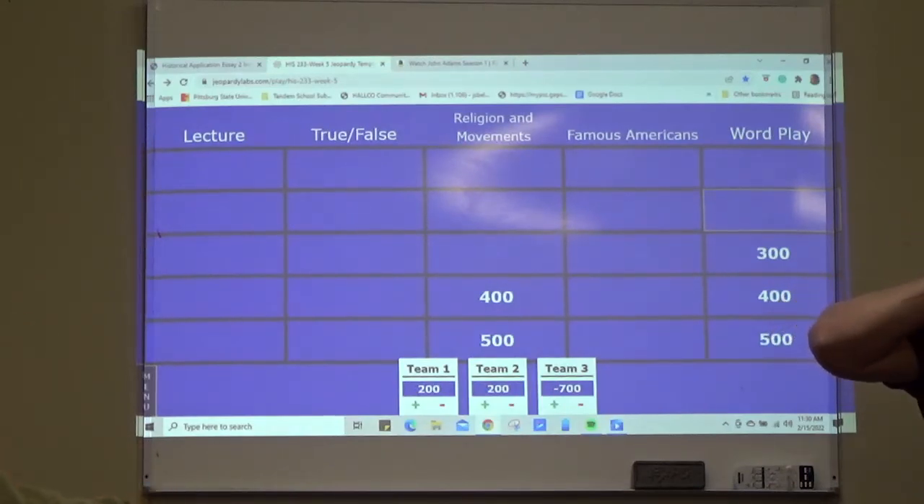Alright, let's see. Team 3, I think, because we were doing the cycle, and Team 2 got it right, but then we had done Team 1. So, Team 3, you get to pick.